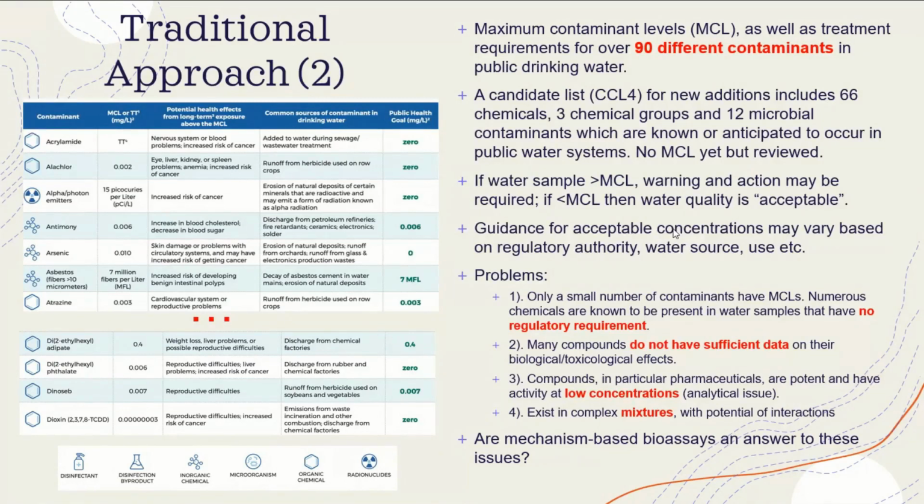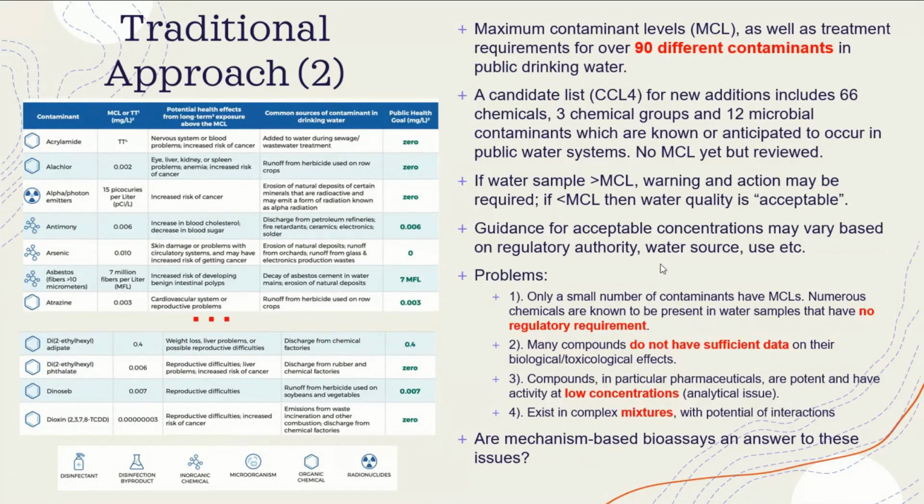But if you do have an MCL for a chemical and you have measured that contaminant in water, if the concentration is greater than the MCL, then a warning or an action is required. If it's less than this, it's simply deemed acceptable. So these are very simple to follow guidance. They're revised with new information. So some of these MCLs will go down over time or be altered in some way. And again, some chemicals will be added.